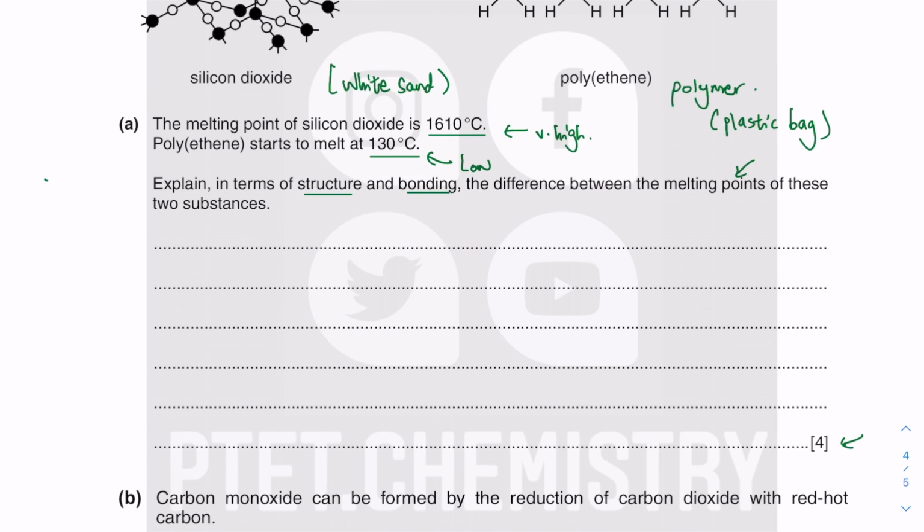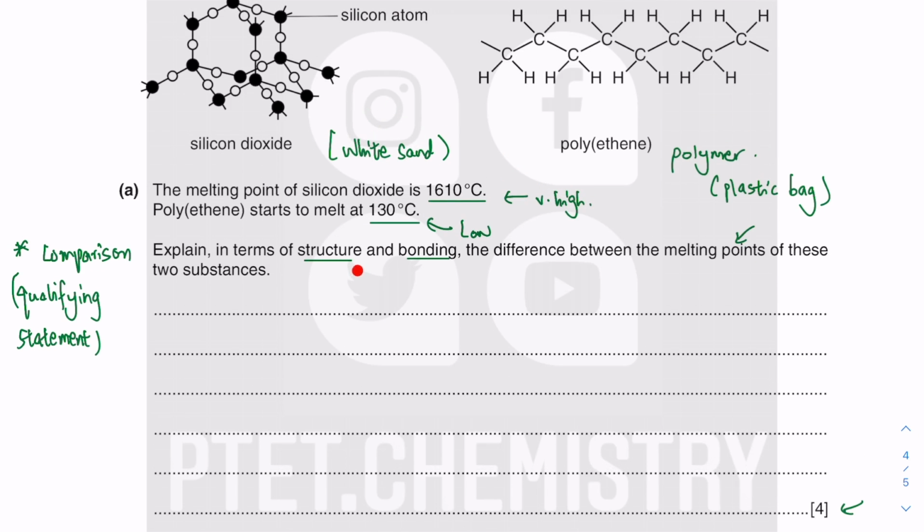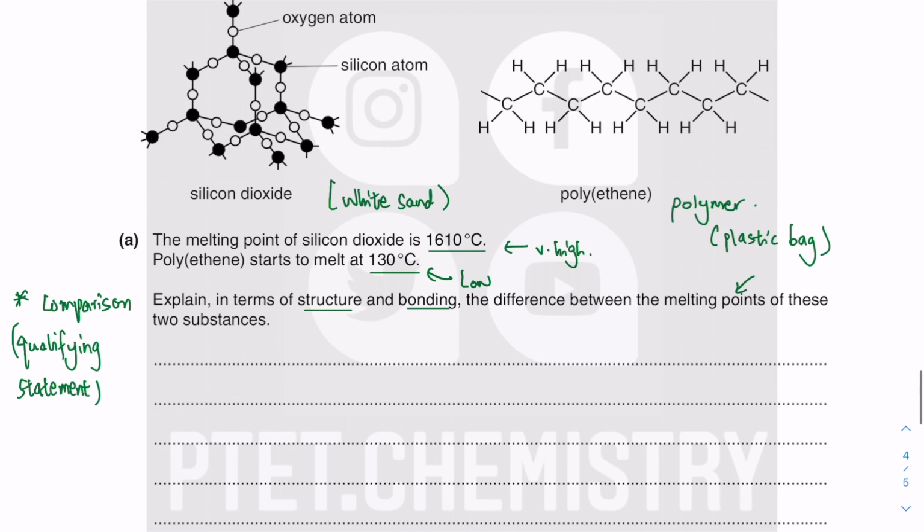So this is a comparison. Make sure you're not just stating, you make one statement. It's called a qualifying statement, or statement of intent, in the context of whatever is being asked, to compare the strength or the energy required to break whatever needs to be broken in order to melt these 2 substances. All right, so let's get started.